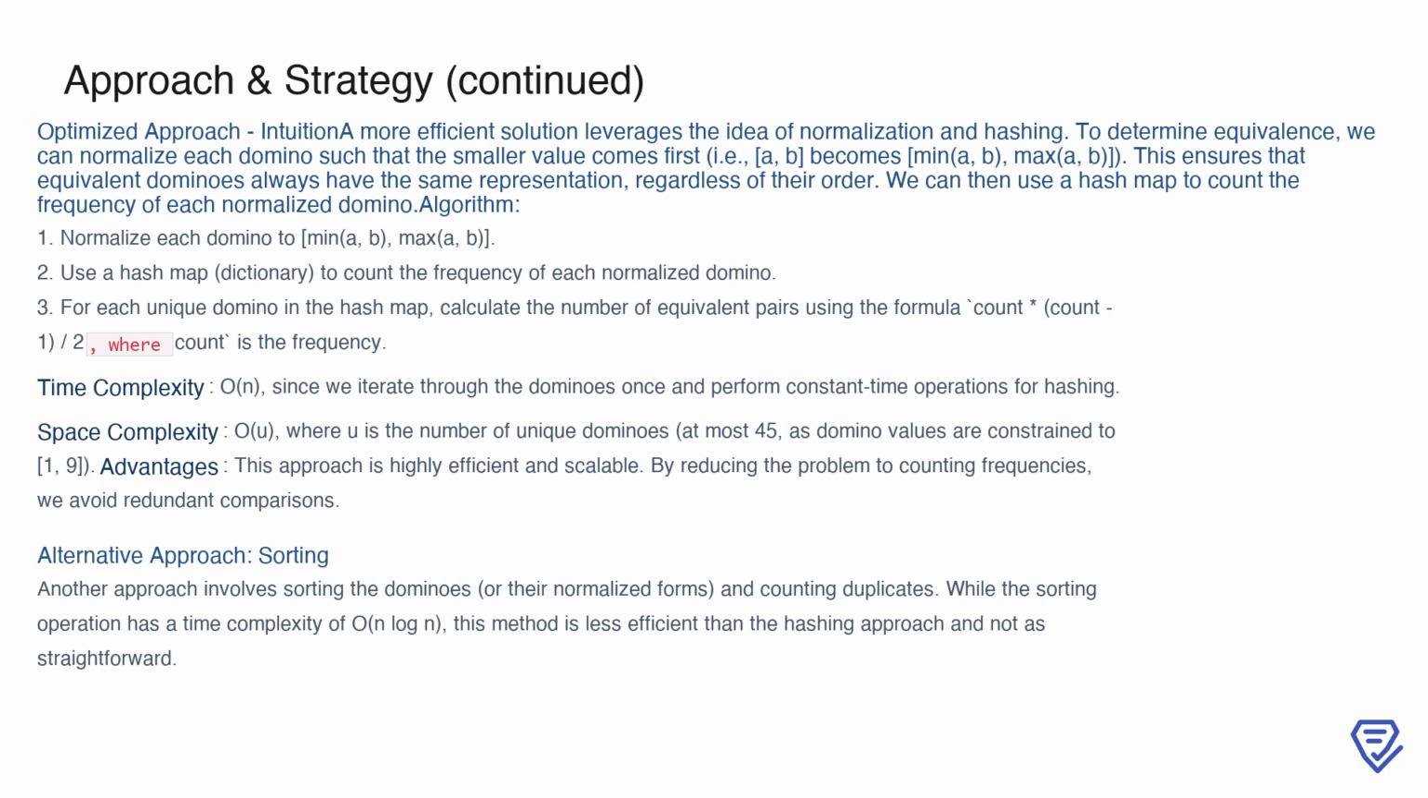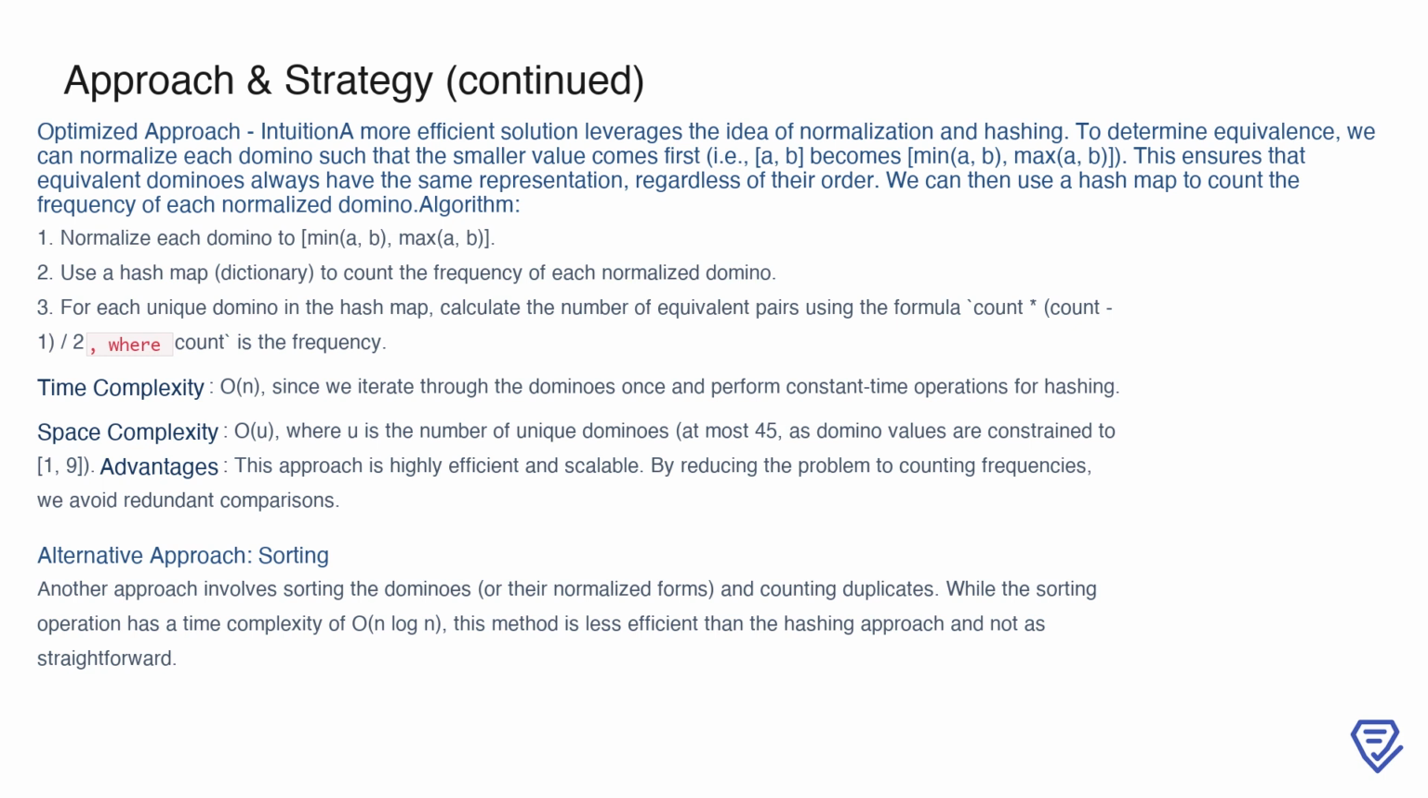This approach achieves a time complexity of O(n), as the dominoes are processed in a single pass, and hashing operations are constant time on average. The space complexity is O(U), where U represents the number of unique dominoes, which is capped at 45 due to the constraints of domino values being between 1 and 9. This method is not only highly efficient but also scalable, making it ideal for large datasets.